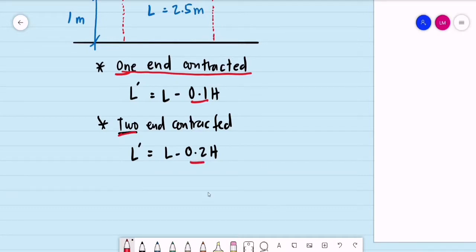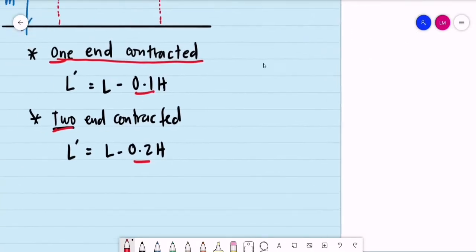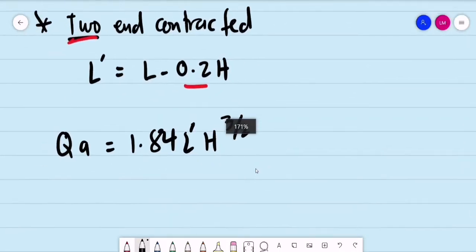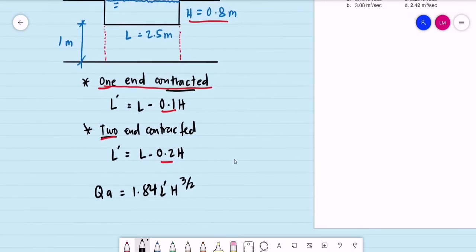So, wala ring given sa problem na coefficient of discharge. Okay, kung titingnan natin maigi yung problem, hindi siya nagbigay ng value ng C. So, kung wala yung value ng C, ang gagamitin natin dito is the Francis formula. Ito yung the flow rate actual is equal to 1.84 LH raised to 3/2 since wala tayong given na coefficient of discharge. Tapos, kapag may contraction, ang gagamitin natin dito is the L prime. So, instead na L lang, L prime. Francis formula is 1.84 times L prime times the head raised to 3/2.